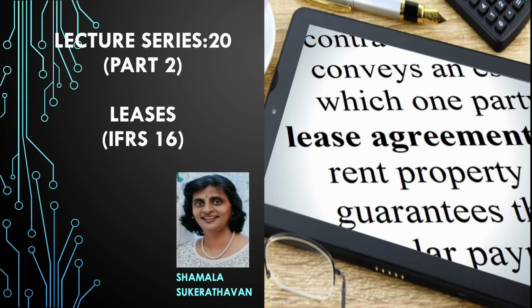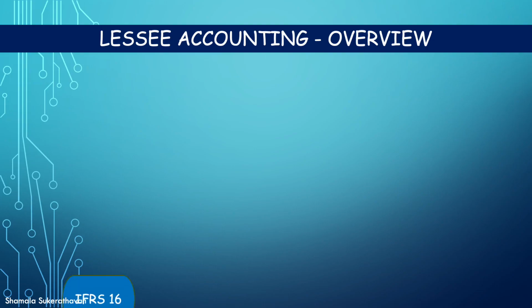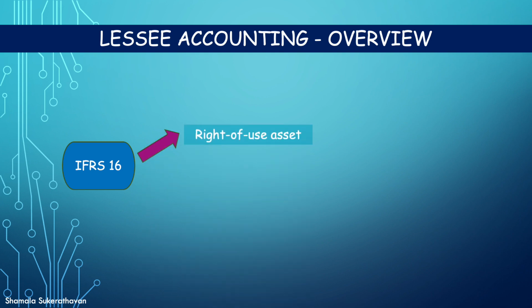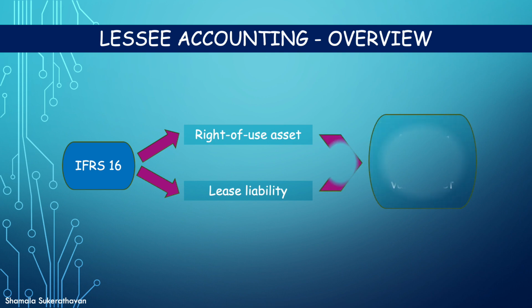Hello there! Part 2 of Lecture Series 20 on IFRS 16 Leases focuses on lessee accounting. IFRS 16 requires lessees to recognize a right-of-use asset and a liability for all leases. However, as discussed in Part 1, a simplified treatment is allowed if the lease is short-term or of a low-value asset.